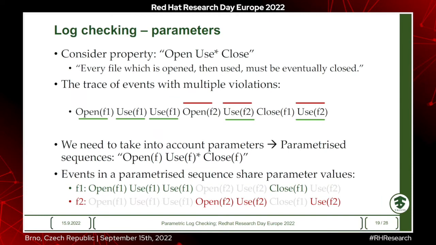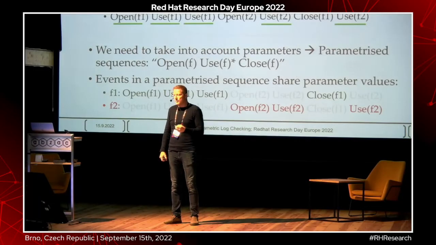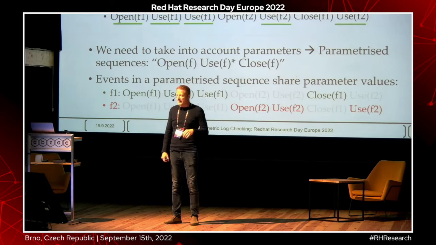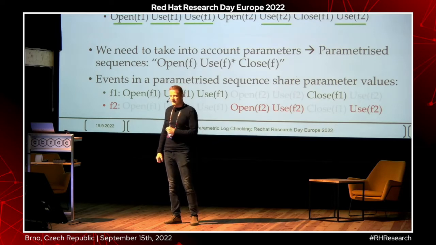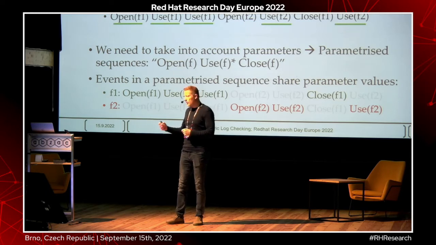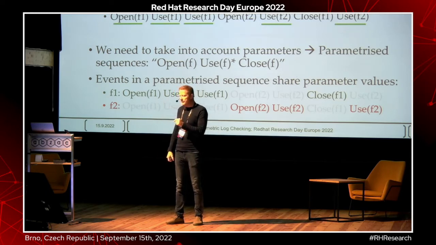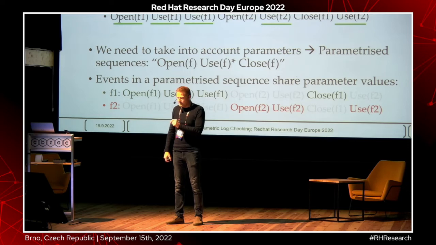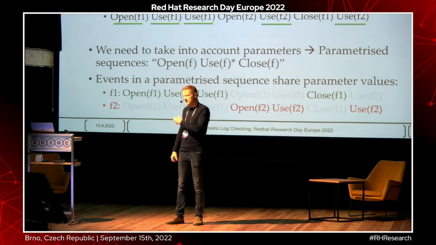But it is not enough for us, because consider the property that every file which is opened, then used, must eventually be closed. So we have opened, several times used, and then closed. And as we know, these actions depend on the specific files. So these sequences are separate if we work on different files. So if we have a sequence open F1, use F1, use F1, open F2, and so on, there are two violations in that sequence, even though the work on file F1 is correct because it has been opened and it has been closed.